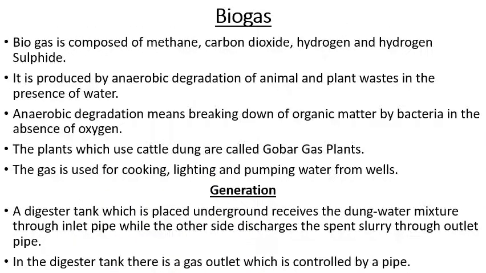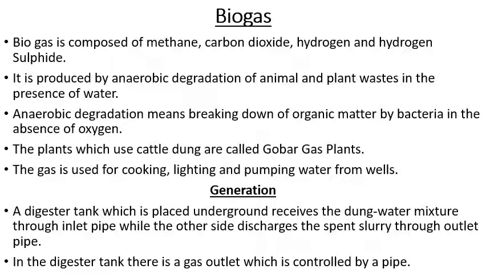What is biogas? Biogas is composed of methane, carbon dioxide, hydrogen and hydrogen sulfide. Once again, what is the composition of biogas? It is composed of methane, carbon dioxide, hydrogen and hydrogen sulfide. It is produced by anaerobic degradation of animal and plant waste in the presence of water.